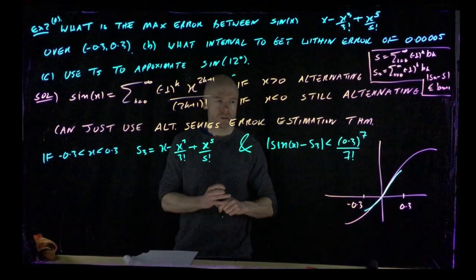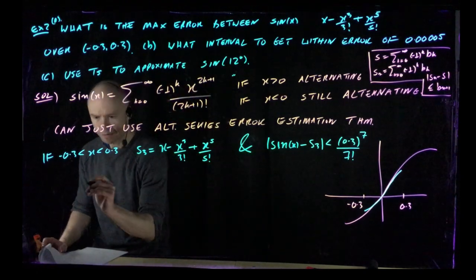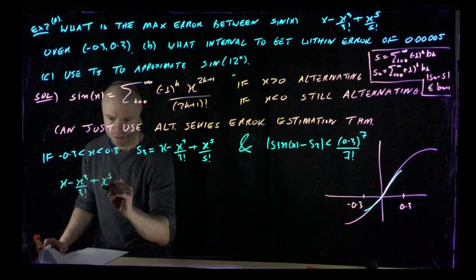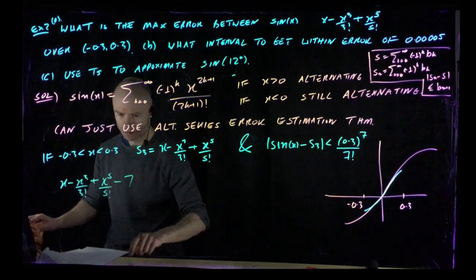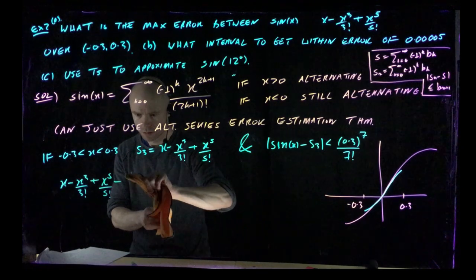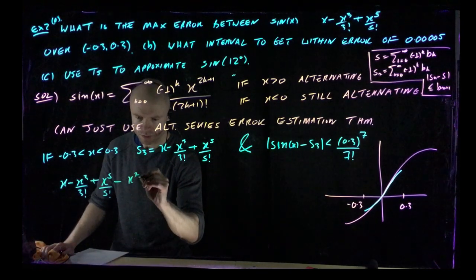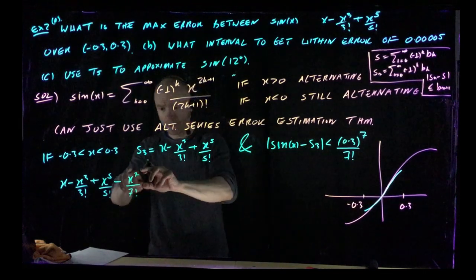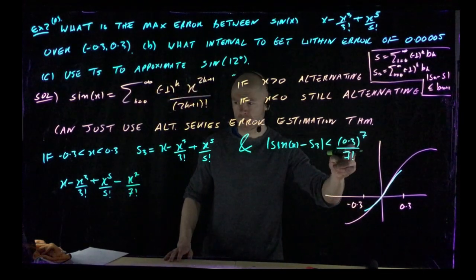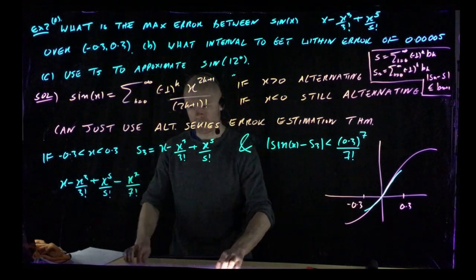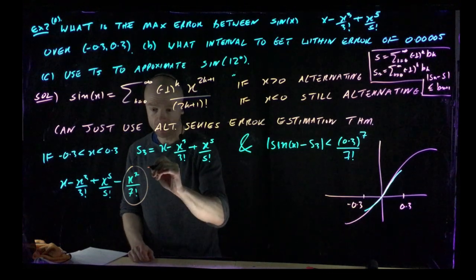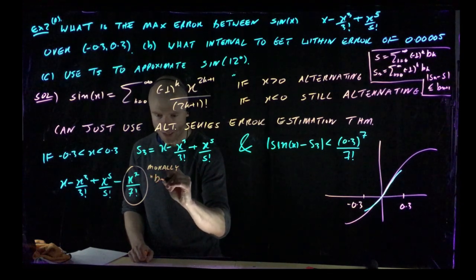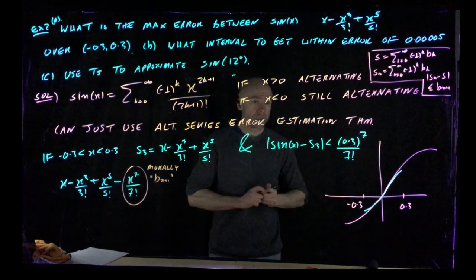Right? So let's elaborate this a little bit more. If we just wrote out the first few terms, what would we have? We would have x^3 over 3 factorial plus x to the 5 over 5 factorial minus x to the 7 over 7 factorial. So the size of the next step is given by this quantity, but we've chosen x to be 0.3, so that's why we have this. Okay, so this is morally the b_{n+1} step size.